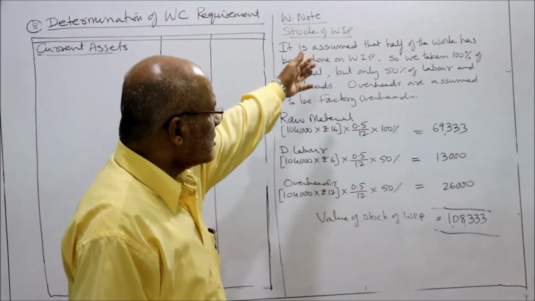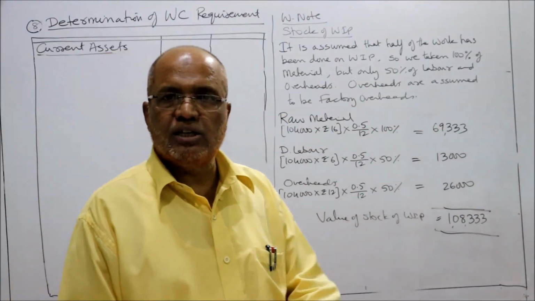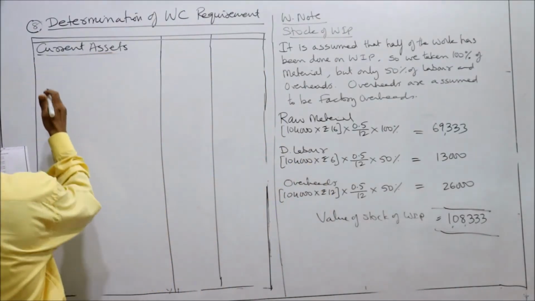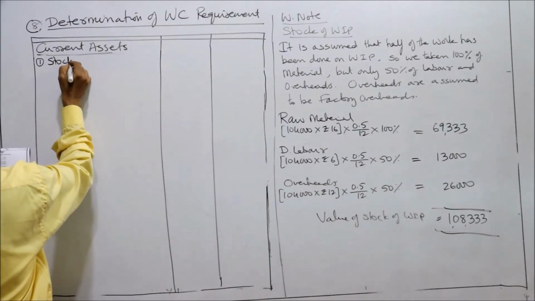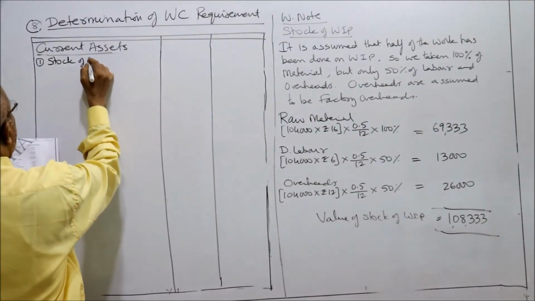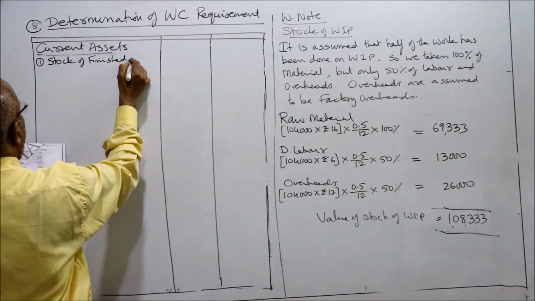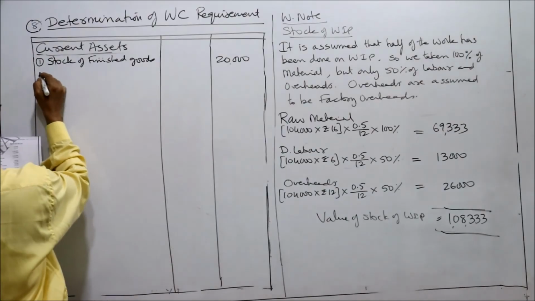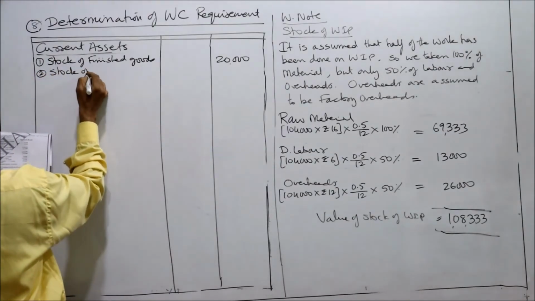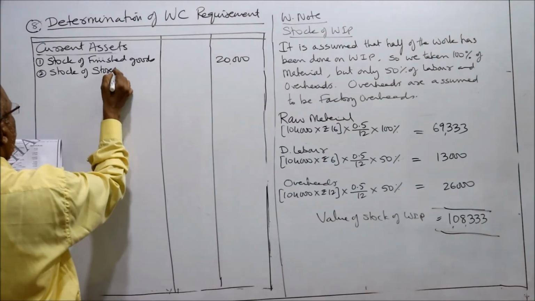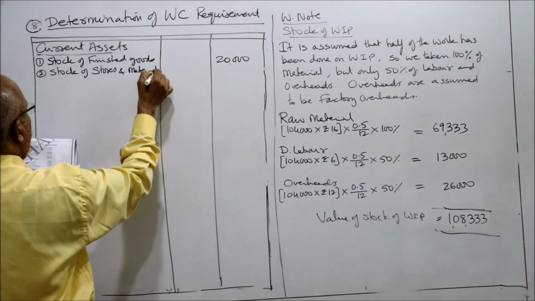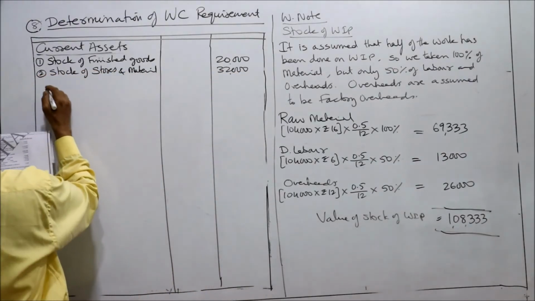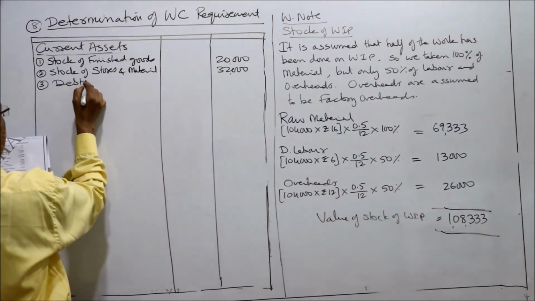We don't require all those assumptions and calculations. In this problem, no WIP, so directly we can make the calculations. First, stock of finished goods, given as 20,000. Then stock of stores and material, 32,000. Then third, debtors.